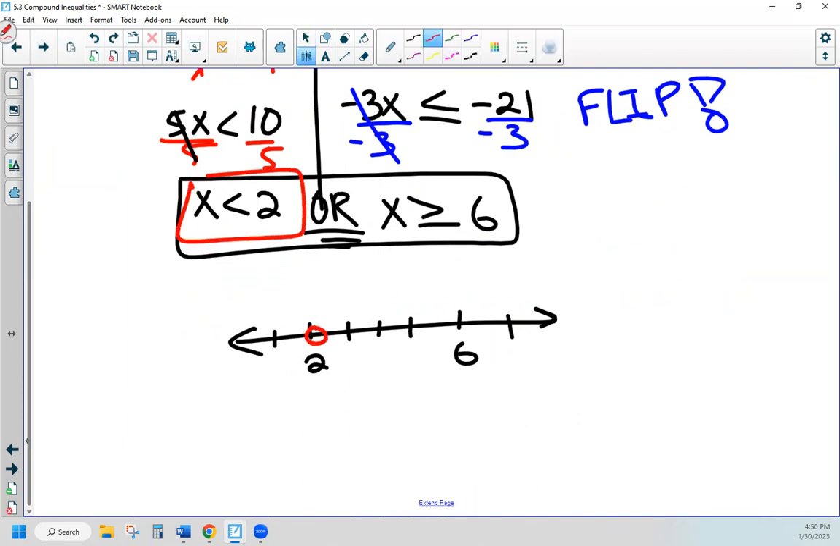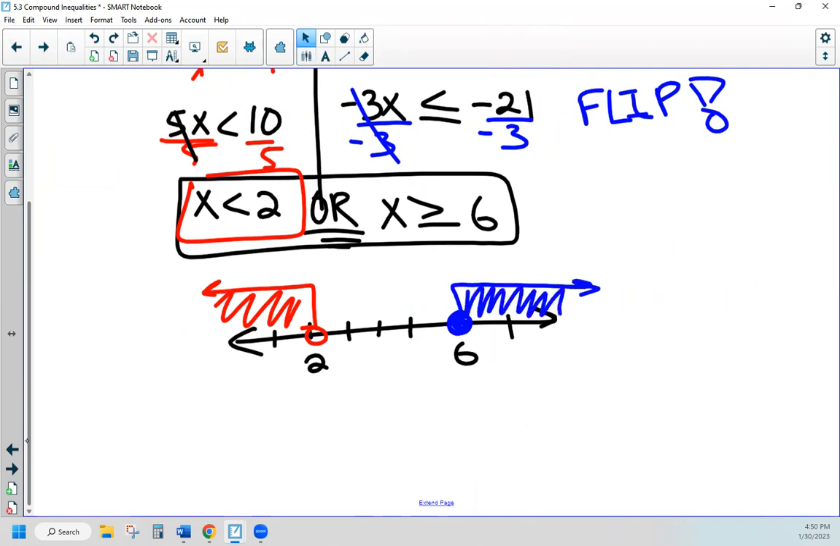At 2, I'm going to have an open circle, and my numbers that are less than 2 are going to go that way. Shade, shade, shade. In green, it's a closed circle. It's the numbers that are greater than or equal to 6, which is that way. And there we have it. Oh, this is the same type of thing, but literally the circles are just the opposite.